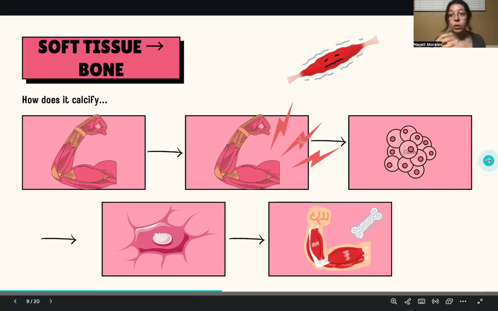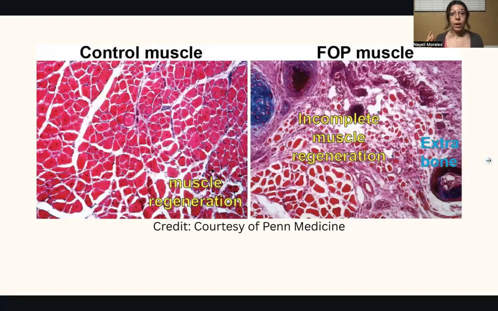And on this next slide, I have on the left a microscopic picture of what it should look like on a healthy individual. And then to my right, I will have a microscopic picture of someone who has FOP.